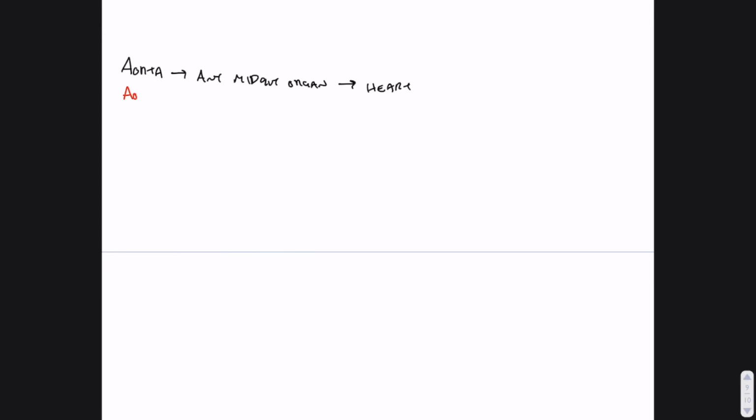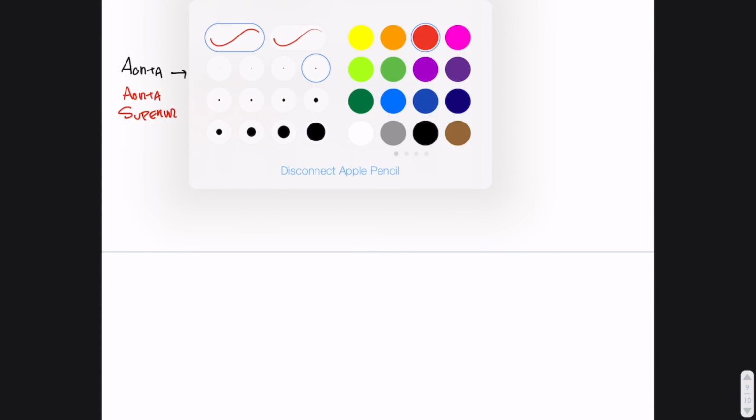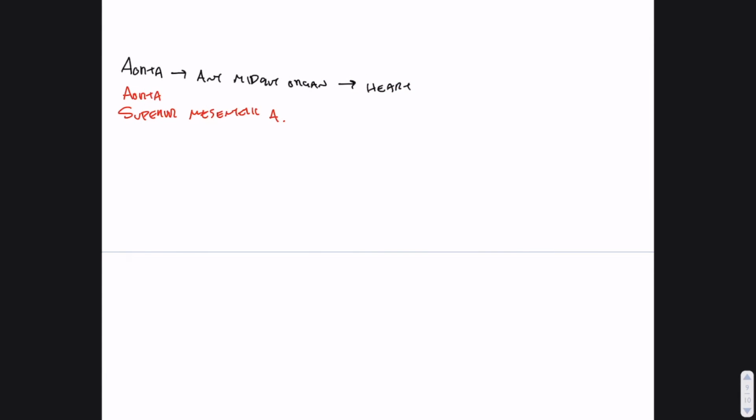This looks like this: aorta to the superior mesenteric artery. And then you're at a midgut organ, which could be the jejunum, the ileum, the cecum, the appendix, the ascending colon, or the transverse colon. So if he tells you to go to any one of those organs, you're going to use the superior mesenteric artery. And we'll talk about the veins soon.